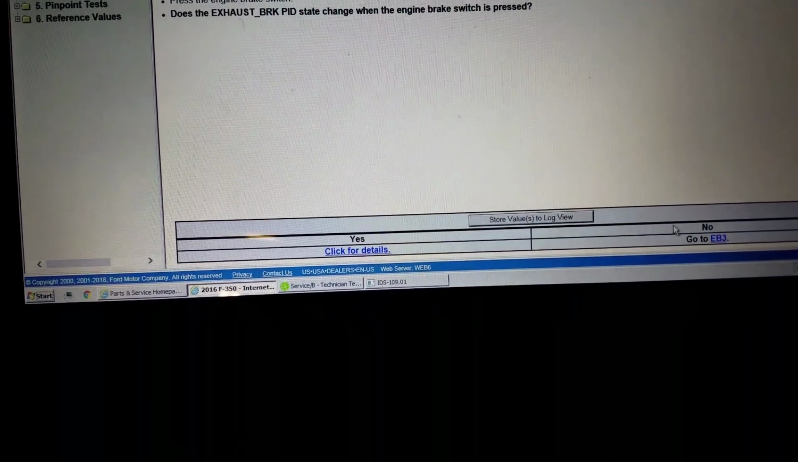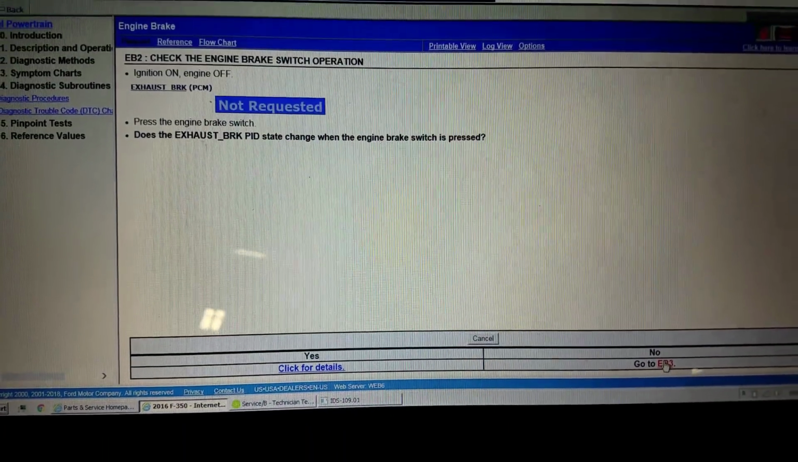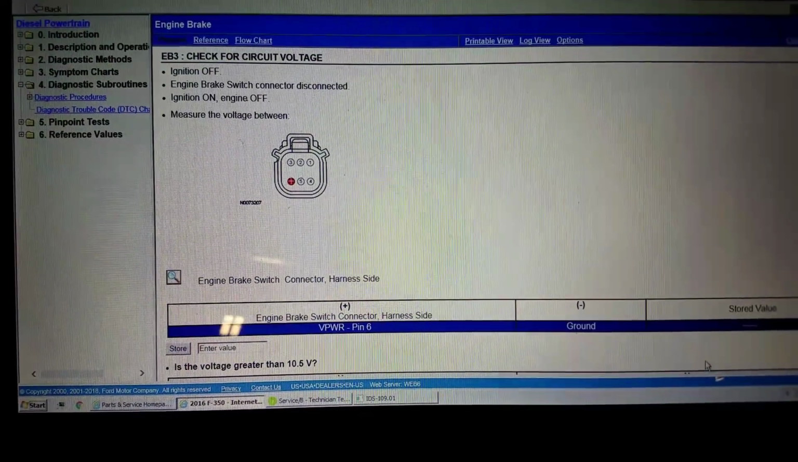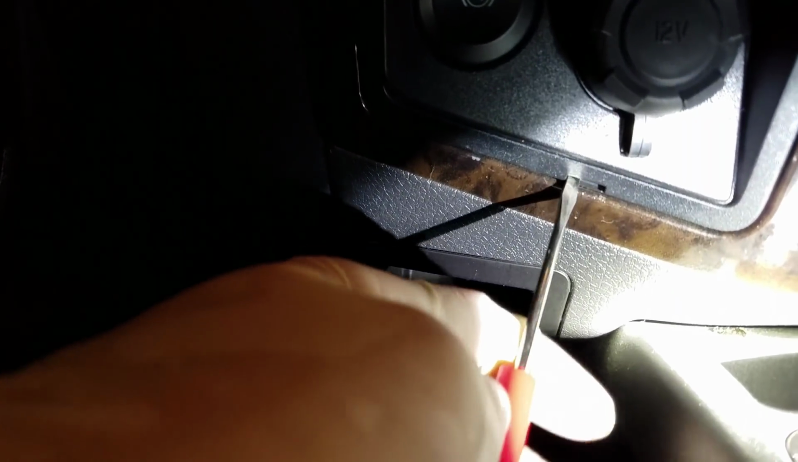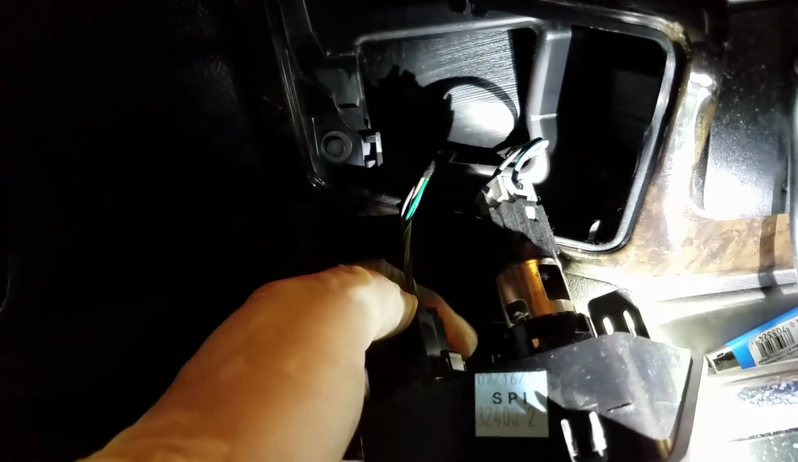Okay, the next part in that pinpoint test is EB3. Loading, okay. So it wants us to disconnect this connector. I'm going to show you guys where you access it. Okay, you see that little slot? We're just going to pop that out like that. Oh, hold on. Here's the electrical connector right here. Okay, so we disconnected that.